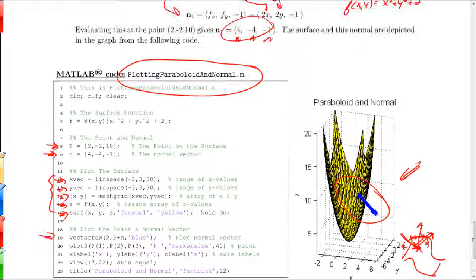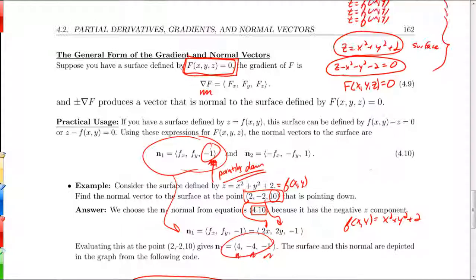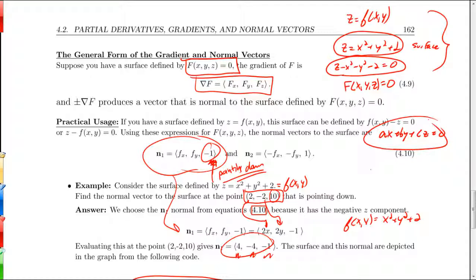The normal vector. If you already have the function in this form, capital F of x, y, z equals 0, then you're good to go. You just take your partials, right? And that's something like if you had a plane ax plus by plus cz equals 0, you can get your normal pretty easily. Grad f, well, the partial with respect to x is a, the partial with respect to y is b, and the partial with respect to z is c. That grad f, that's the normal vector.